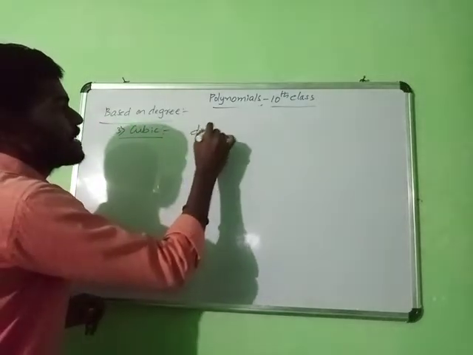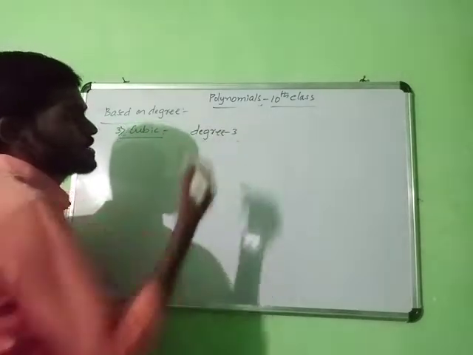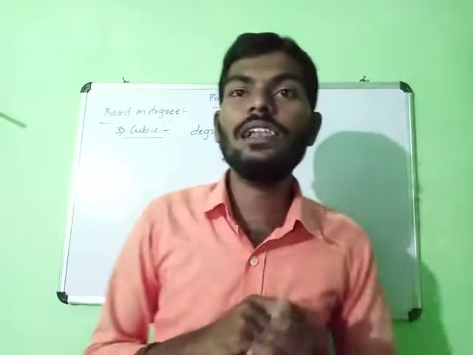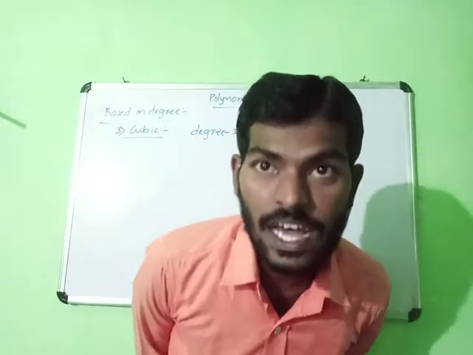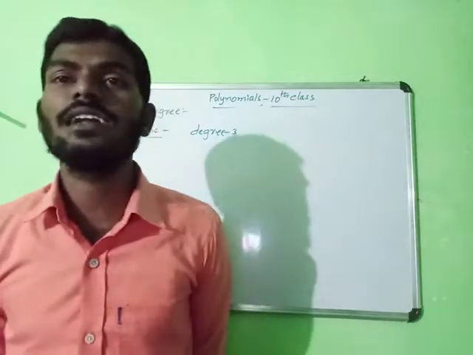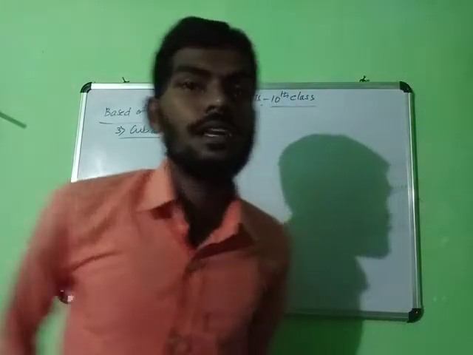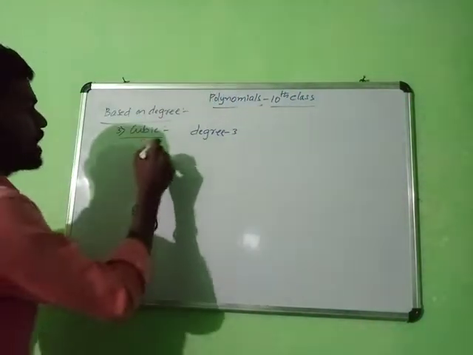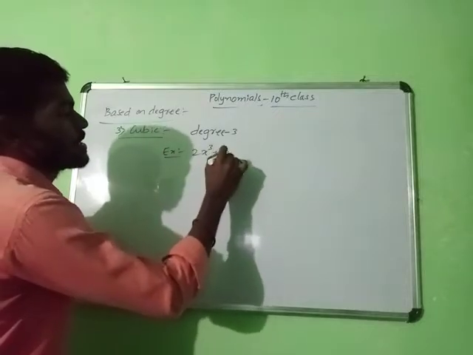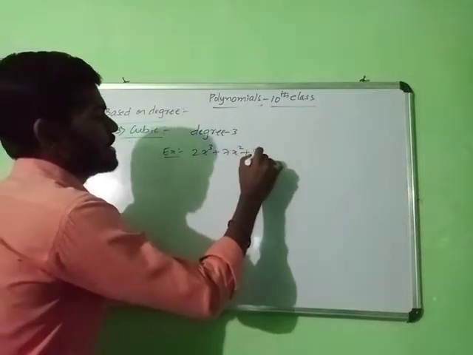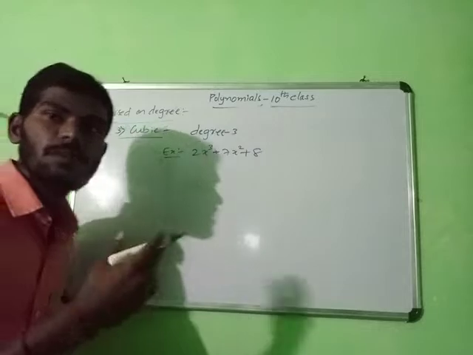Here degree is 3. In the given polynomial, if the highest degree is 3, then it is called a cubic polynomial. And also examples are 2x cube plus 7x square plus 8, like this. Many examples will also come.